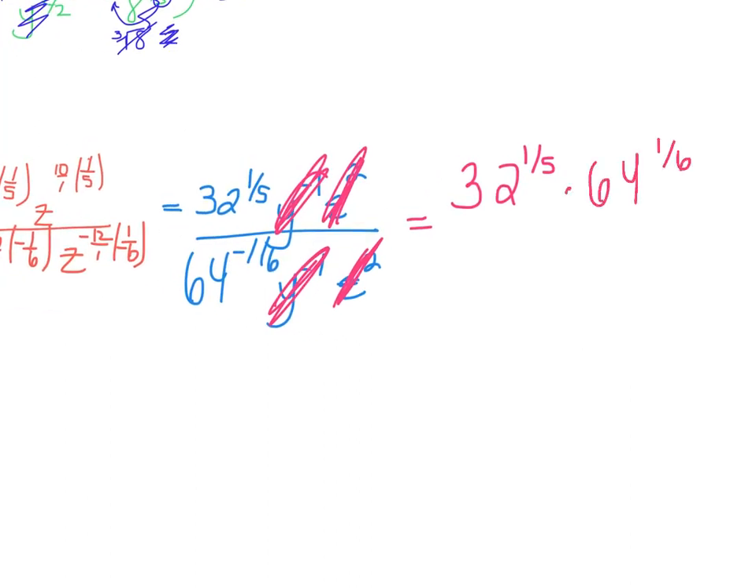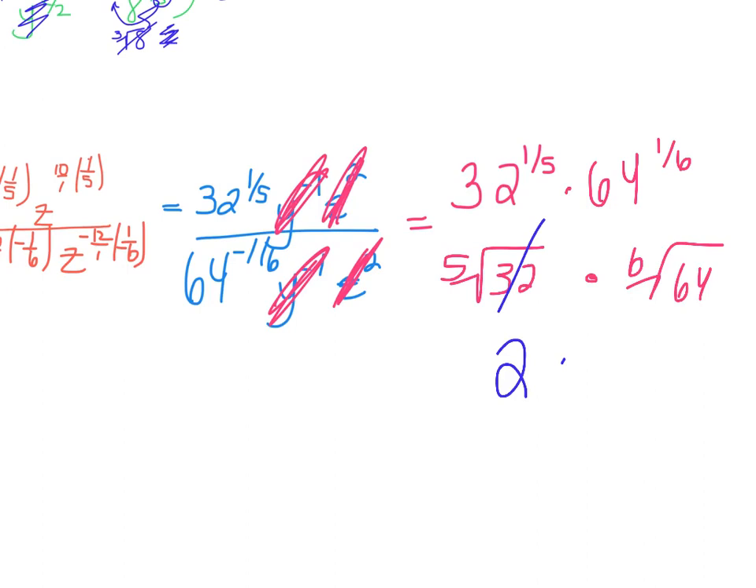So what this is saying, guys, is what is the fifth root of 32? And what's the sixth root of 64? What number times itself 5 times gives me 32? 2. What number times itself 6 times gives me 64? 2. So what's my answer here? That's it.